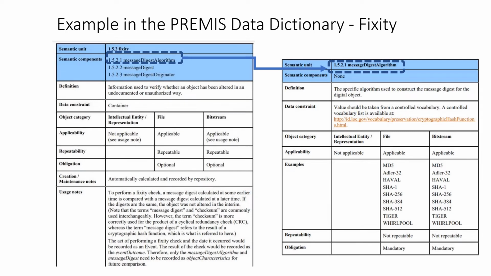Example in the Data Dictionary. This is an image from the PREMIS Data Dictionary. It shows how the semantic units are described, what information needs to be recorded, and examples of values. For the fixity semantic unit, there are three components that together record the necessary metadata needed for fixity. One of them is message digest algorithm. As you can see in this example, the message digest algorithm is also described and provides the information needed to record it using PREMIS.